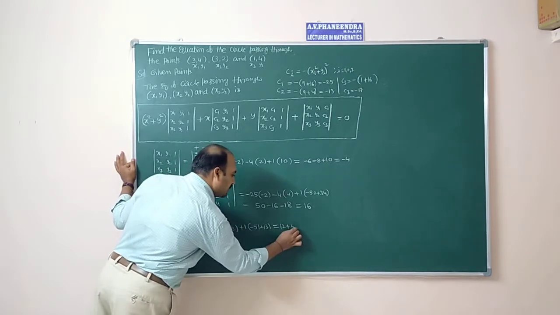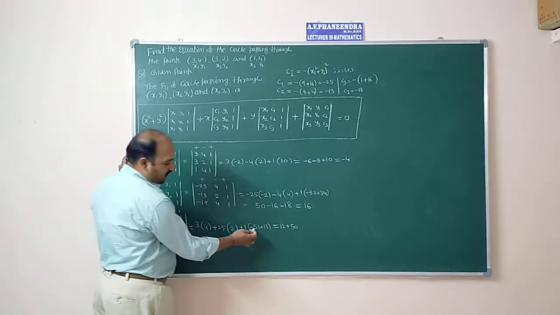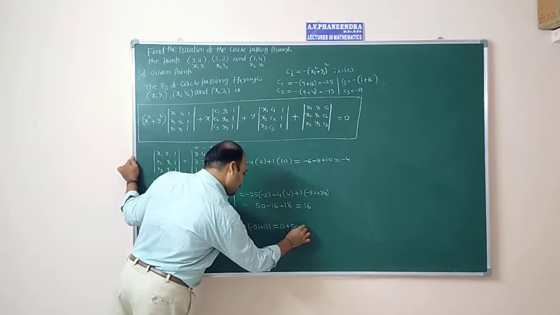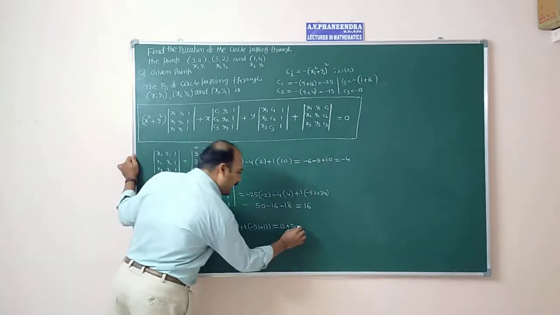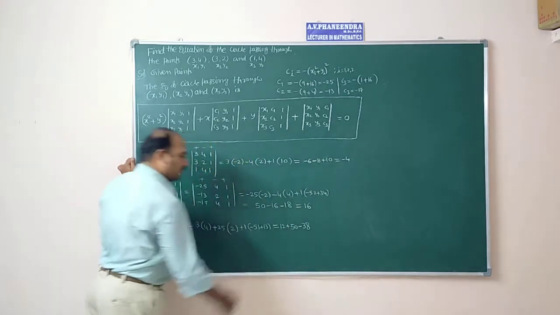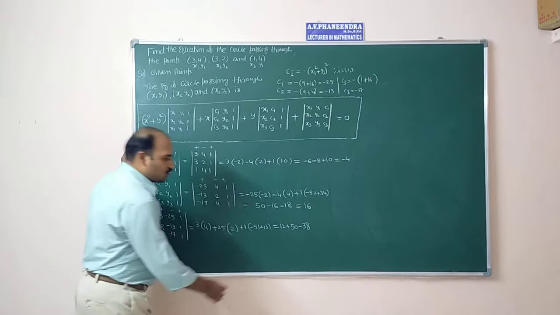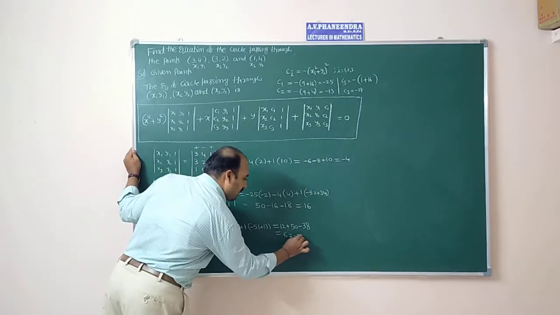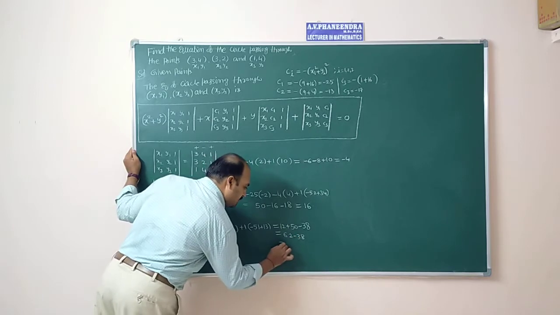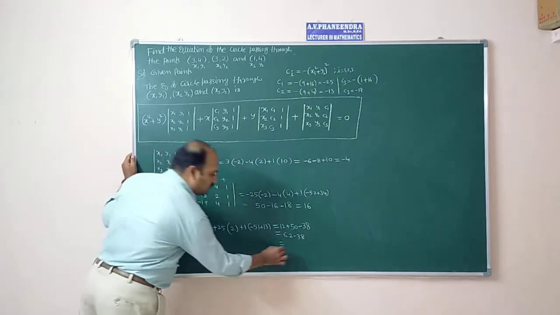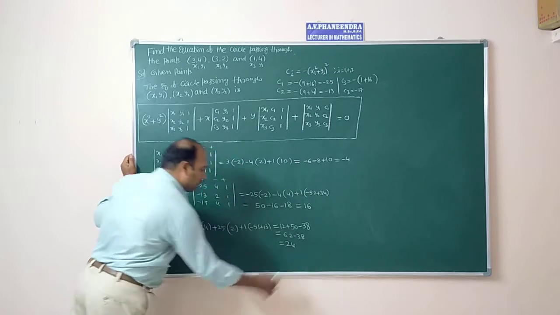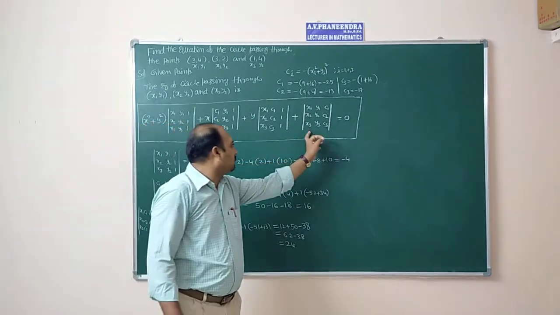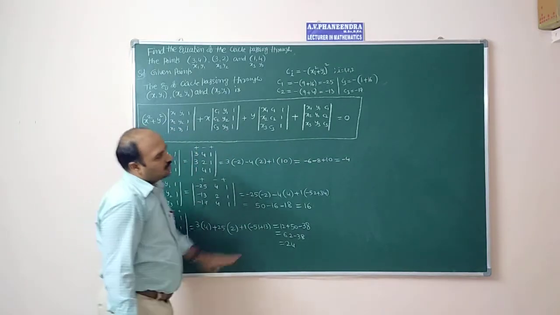Plus 50, minus 51 plus 13, minus 38. So this is 62 minus 38, which is equal to 24. Now the last determinant we can calculate here.